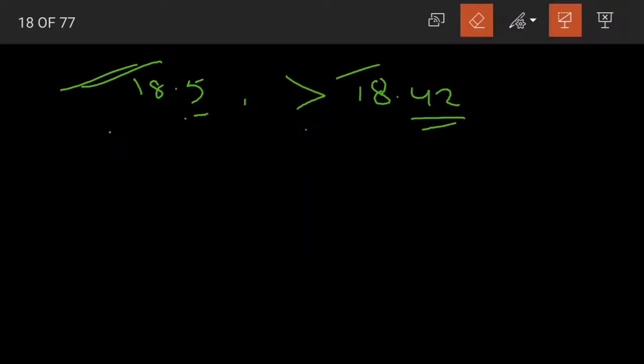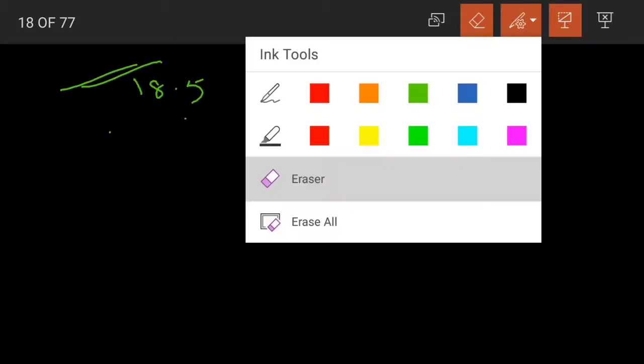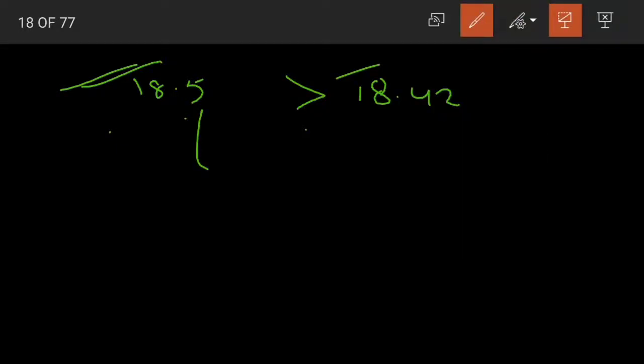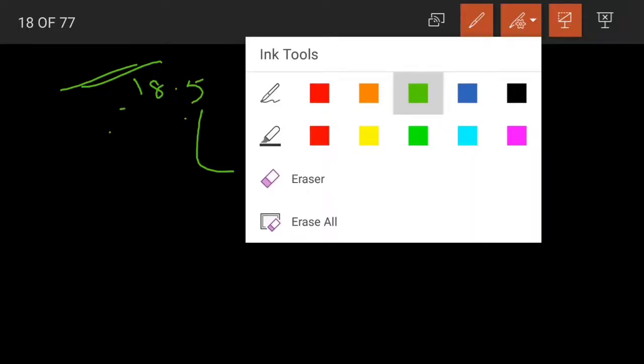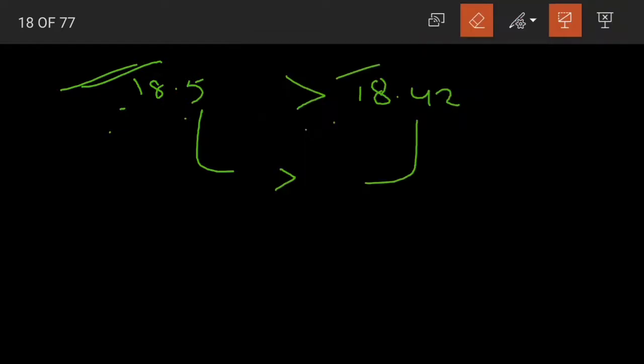Or else if you don't want to do this, what you can do simply is only compare the digits in the 1/10 place. 5 and 4. 5 is greater than 4. So 18.5 is greater than 18.42.